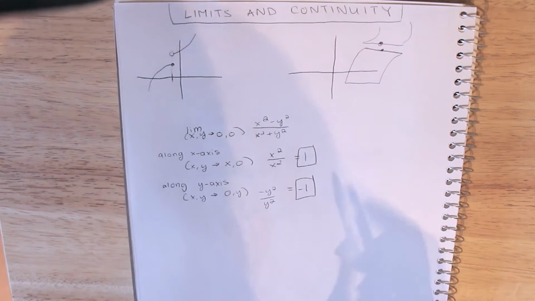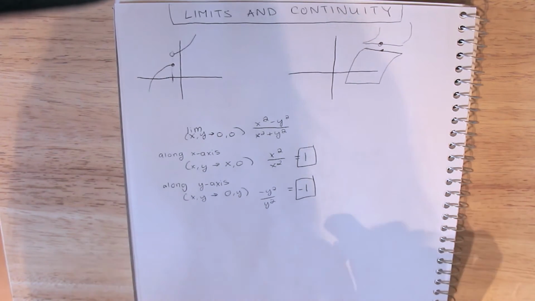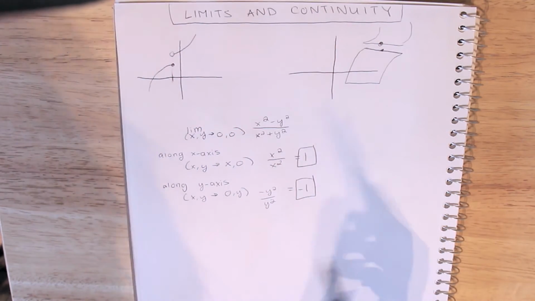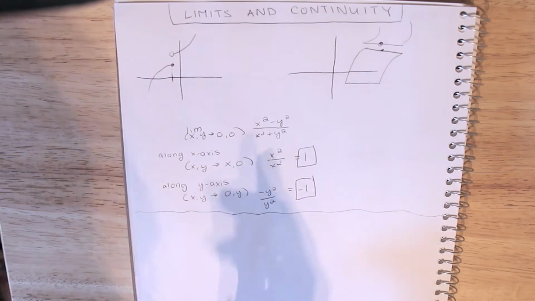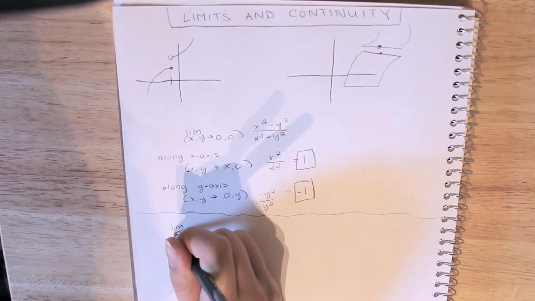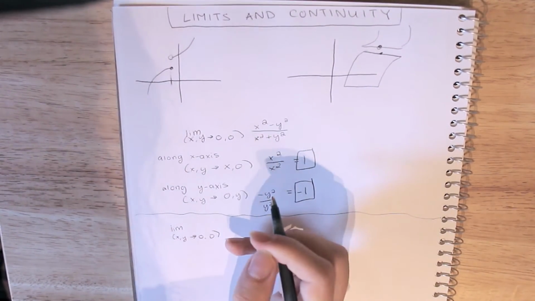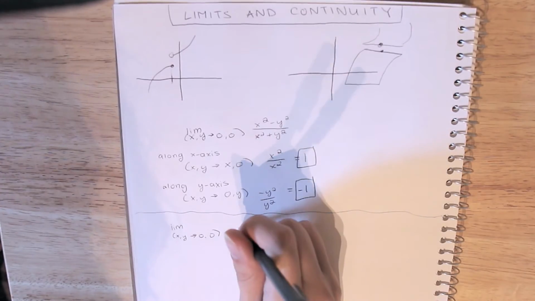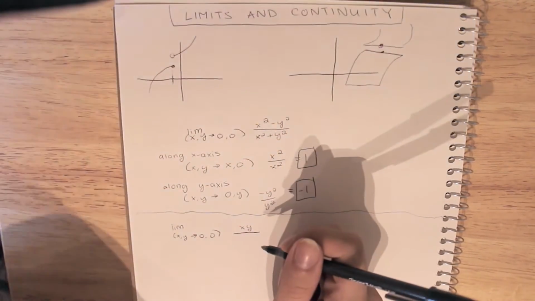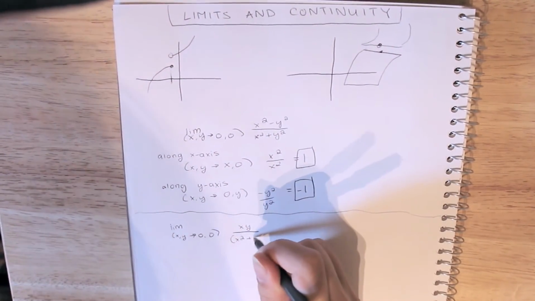Let's try another one, because we can approach along the x-axis, we can approach along the y-axis, but there are so many different ways. And sometimes these will both be equal, but you'll have to find another one that isn't equal. Okay, so let's try the limit as xy approaches 0, 0 of xy over x squared plus y squared.